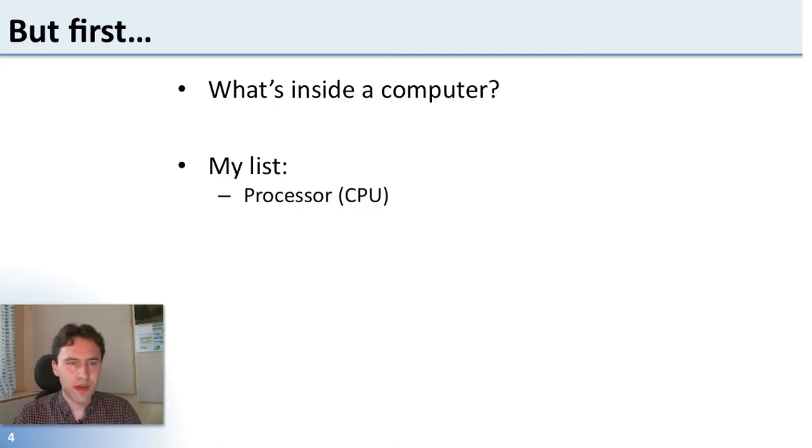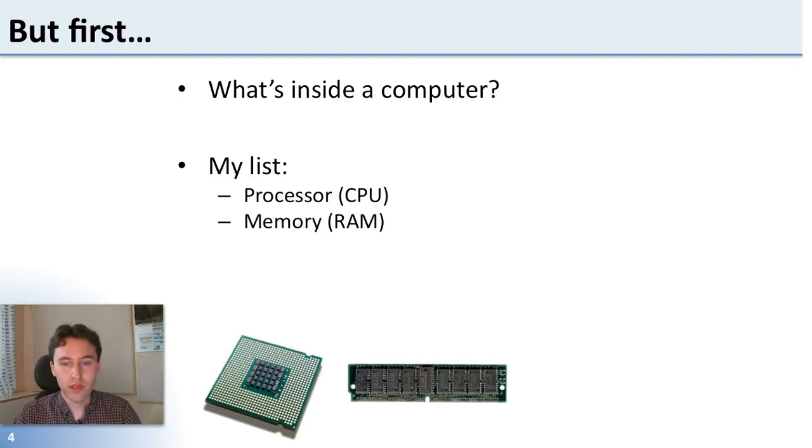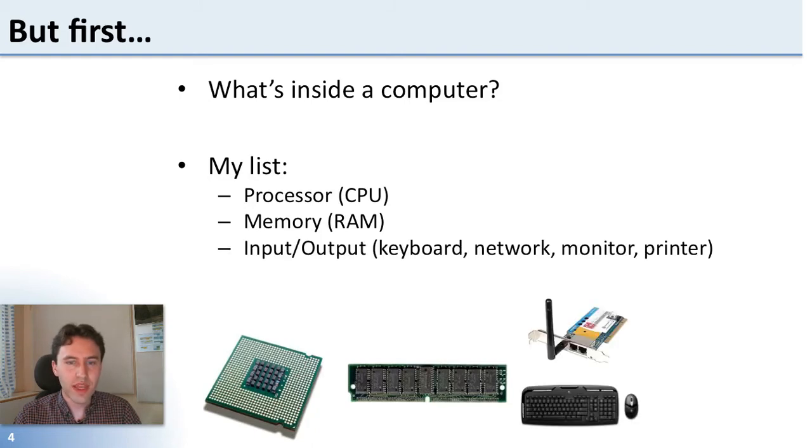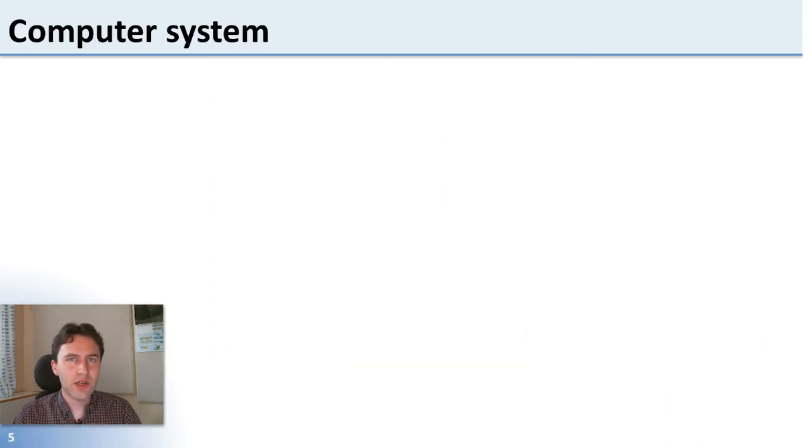Here's my list. Processor, CPU, central processing unit, typically looks like this. This is the bottom of the processor. You can see it has lots of capacitors for power regulation and lots of pins for connecting power and input-output. Memory, so here is a RAM chip. Input-output, you've got to have some way to get data into and out of the computer, often keyboard and mouse, network cards, and some sort of storage. Storage is usually a spinning hard disk, but these days it's becoming more and more common to be a flash drive.